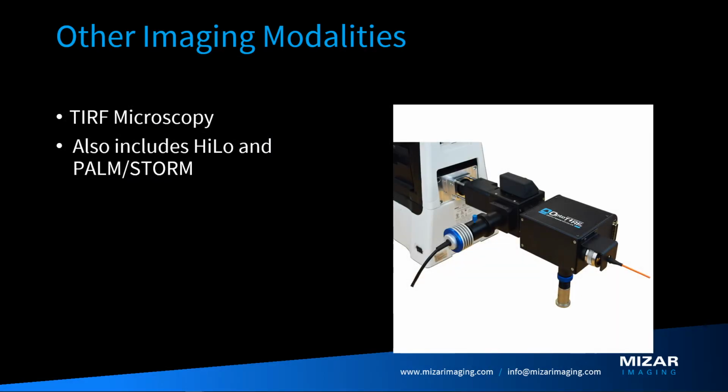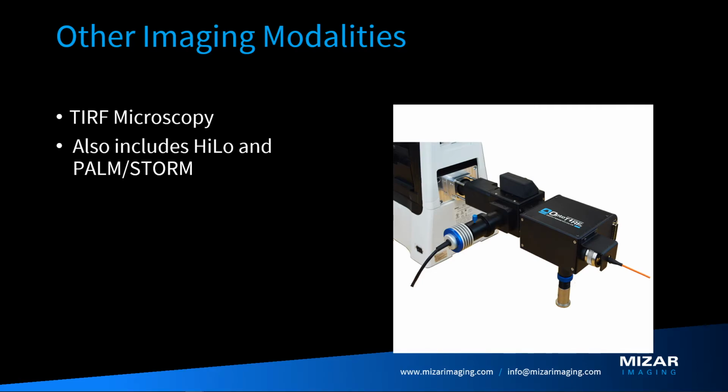Then you get TIRF, and I'm also lumping in HiLo and PALM/STORM, the super resolution techniques, with that. Again, TIRF requires a lot of laser power, especially HiLo and STORM. And PALM and STORM specifically is really not very good for live cell imaging. With TIRF, you have the laser coming in at an oblique angle. It hits the cover slip, and you create what's called an evanescent field above the cover slip.